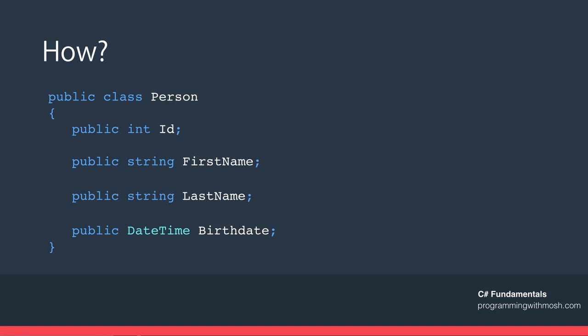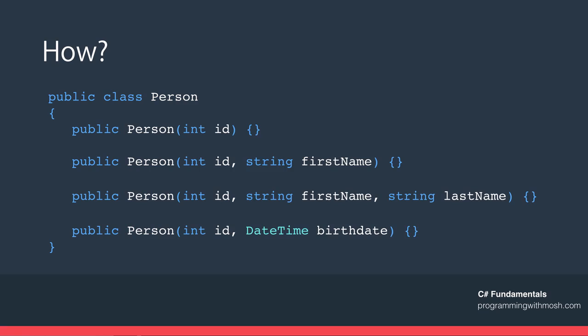Imagine we have this person class with a bunch of fields. Now, this is a very simple example. We only have 4 fields here. In a real-world application, you might have a few more fields. Now, with this class, if we want to create constructors for initializing various fields, we may end up with a class like this. So as you see here, I have 4 constructors.